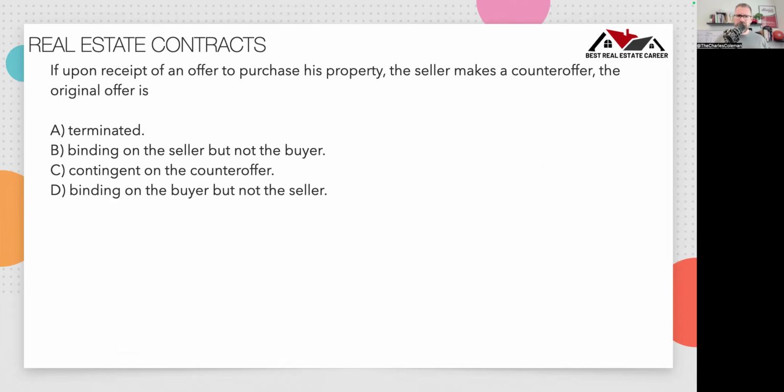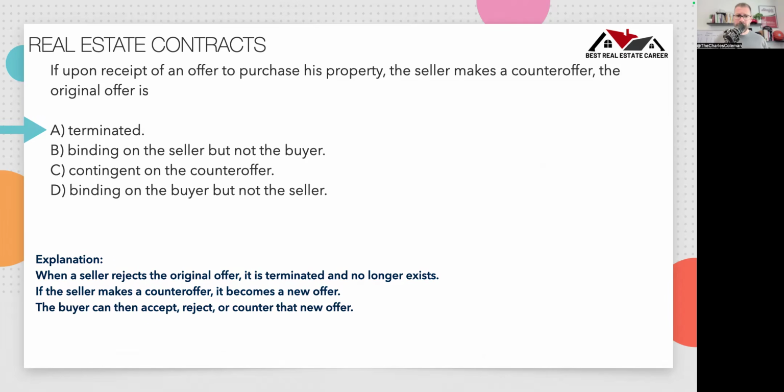If upon receipt of an offer to purchase his property, the seller makes a counteroffer, the original offer is terminated. When a seller rejects the original offer, it is terminated and no longer exists. If the seller makes a counteroffer, it becomes a new offer. The buyer can then accept, reject, or counter that new offer.